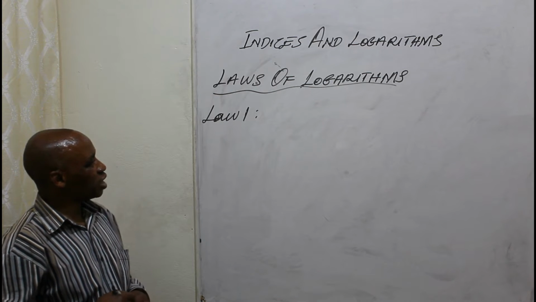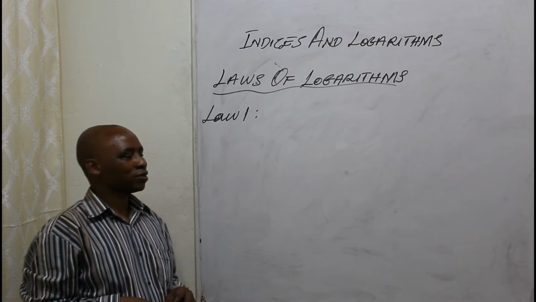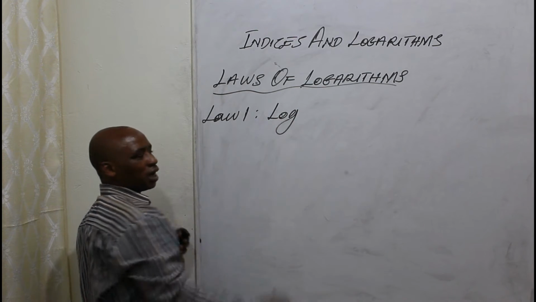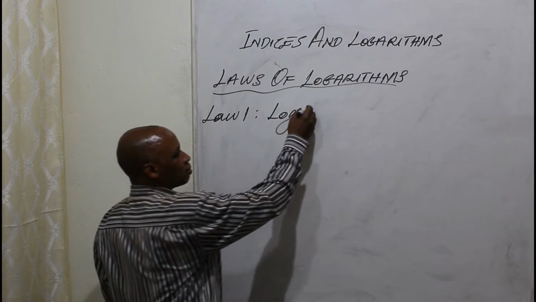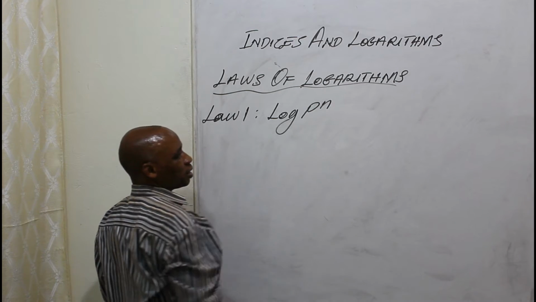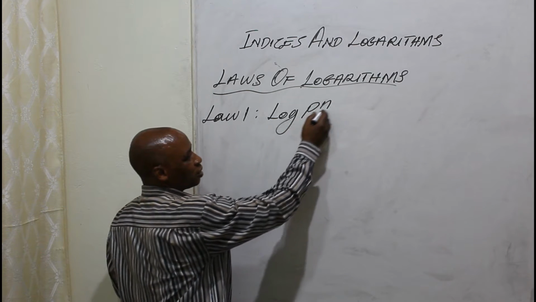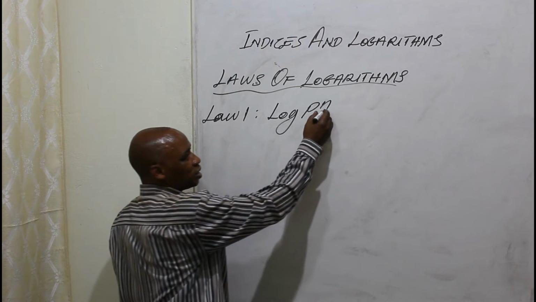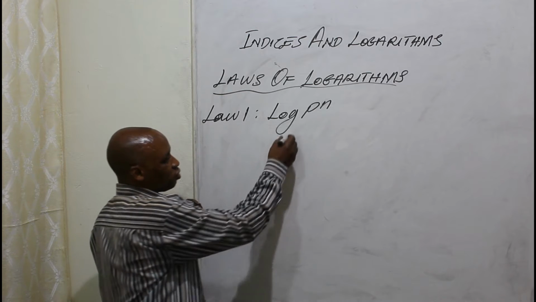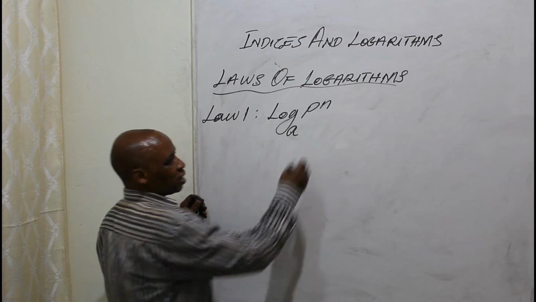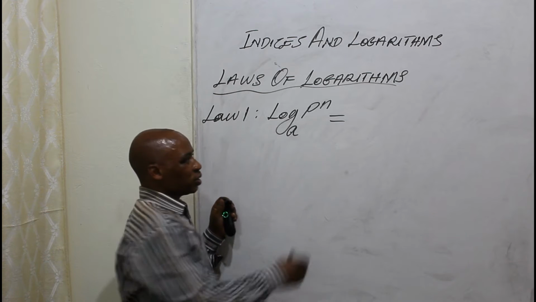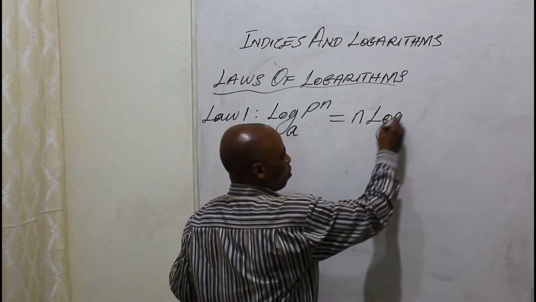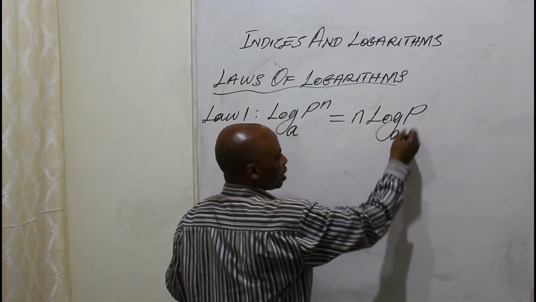It's normally called the Exponent Law of Logarithms. And that one is like this. If you take the log of a certain number p to a certain power n, then to the base a, it is always equal to the power n times the log of the number p to the base a.